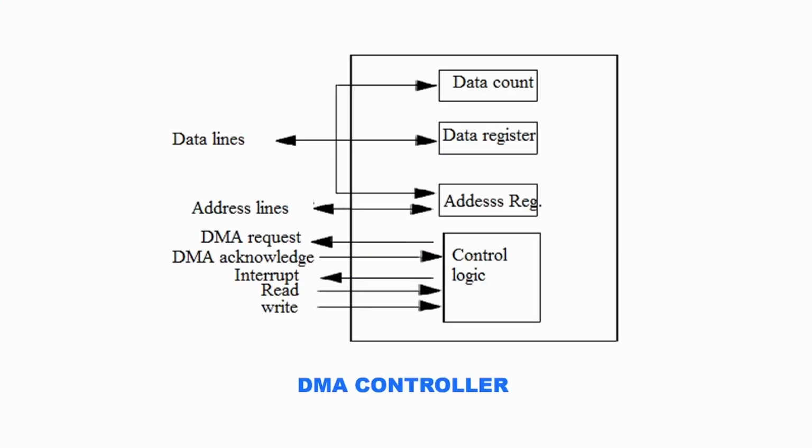This is the structure of a DMAC controller. It contains an address unit for generating addresses and selecting input-output devices for transfer. It has a control unit for DMA request, DMA acknowledgement, interrupt, and read and write instructions. It also contains a data count unit for keeping count of the number of data blocks that have to be transferred.